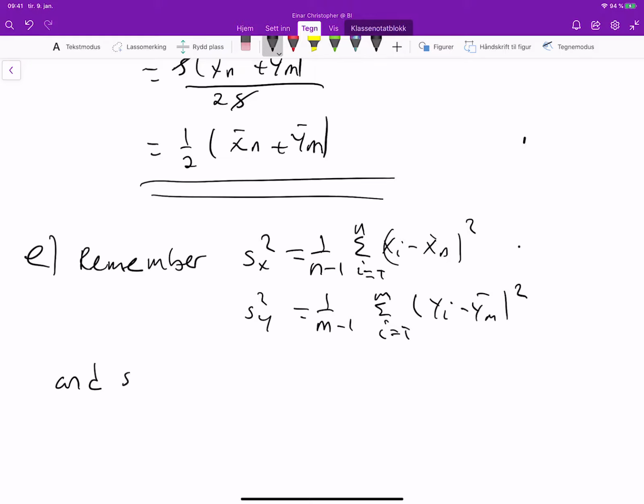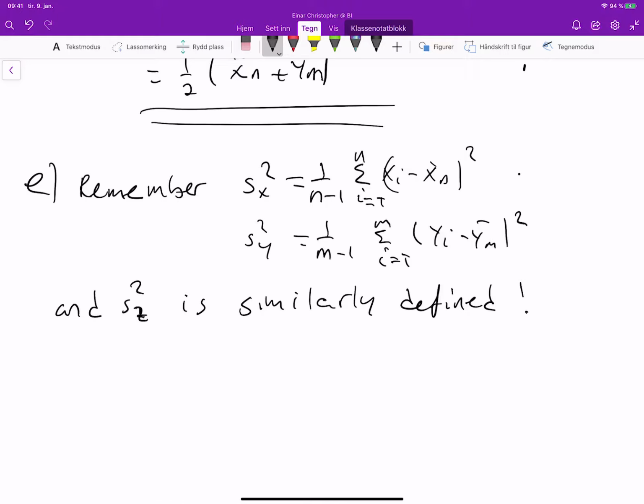And the set's empirical variance is similarly defined. We will study that later. Similarly defined. Okay.